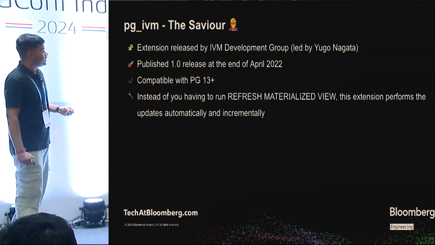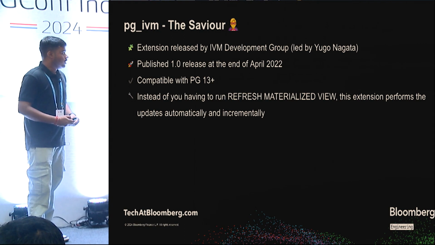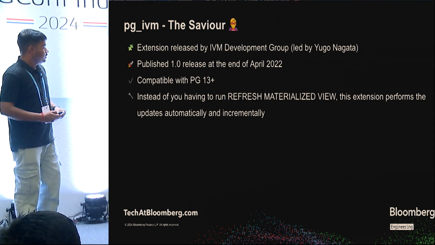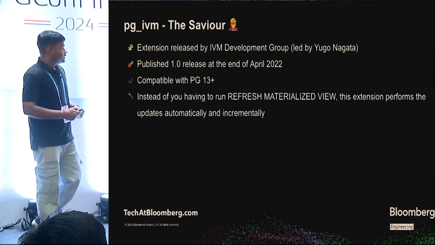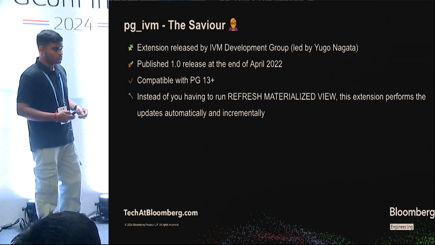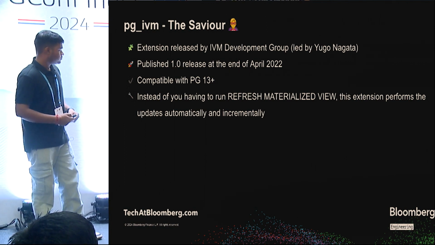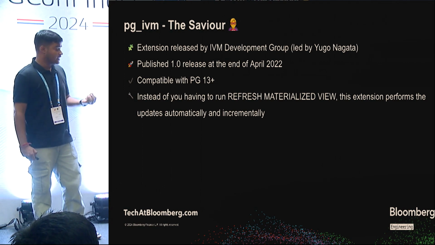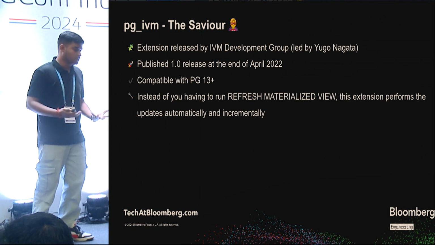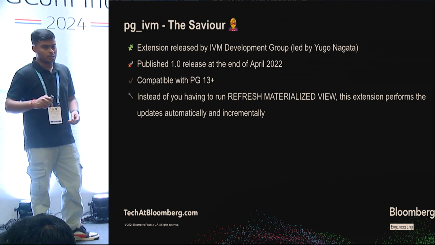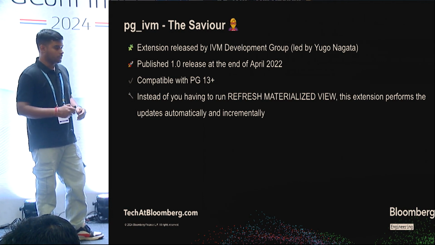This extension was released by the IVM development group led by Hugo Nagata. I'm really thankful to Hugo for helping me make this slide deck as well. This was first released in April 2022, and it's compatible with Postgres version 13 and above. What this extension basically does is that instead of us running refresh every time there is a change in the base table, it automatically and incrementally updates our materialized view so that everything comes into a consistent state.